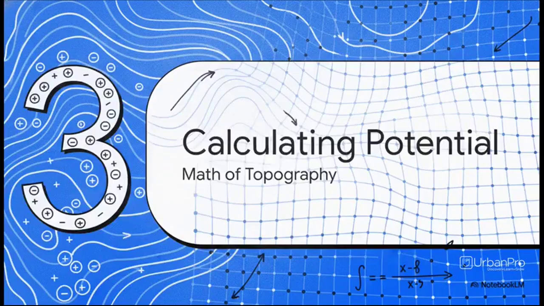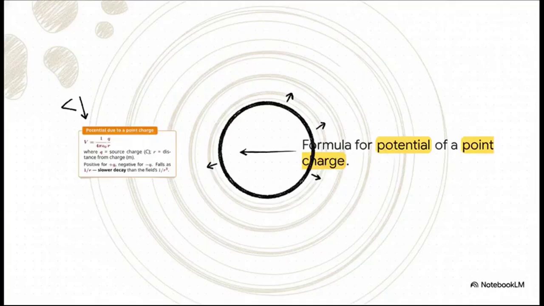Let's tackle section 3, calculating electric potential. Let's strip it down to the simplest building block we have, the point charge. For a single point charge, the potential V equals 1 over 4 pi epsilon 0 times Q over R. It's directly proportional to the magnitude of the source charge Q and inversely proportional to the distance R. If you were to map this out in 3D, it creates these concentric, spherical equipotential surfaces wrapping around the charge, spreading further and further apart as the field gets weaker.